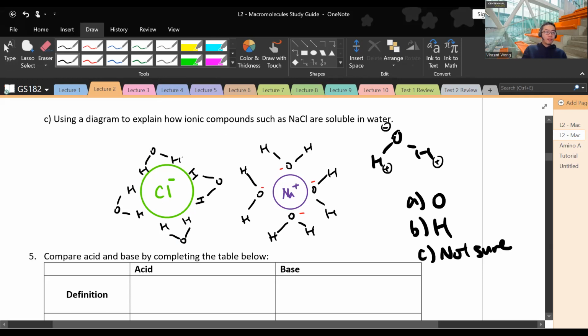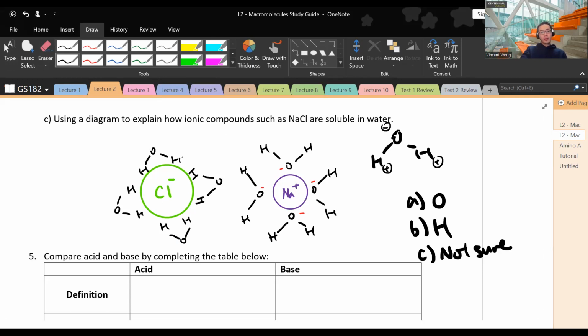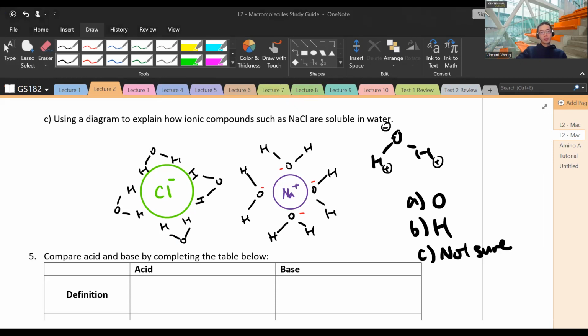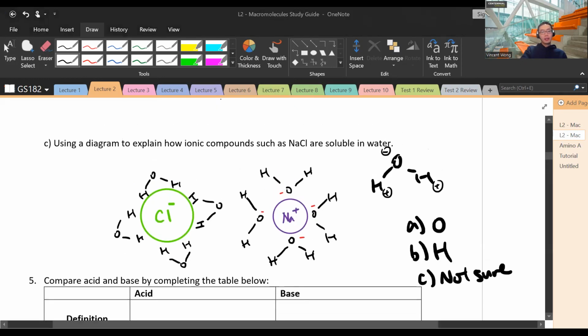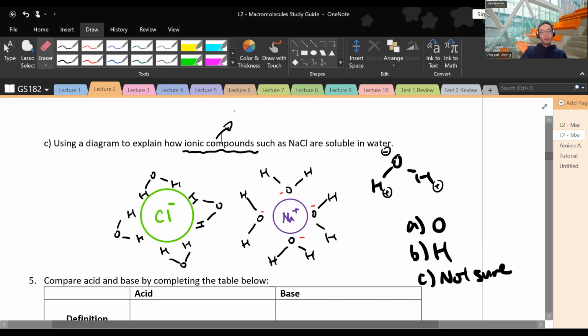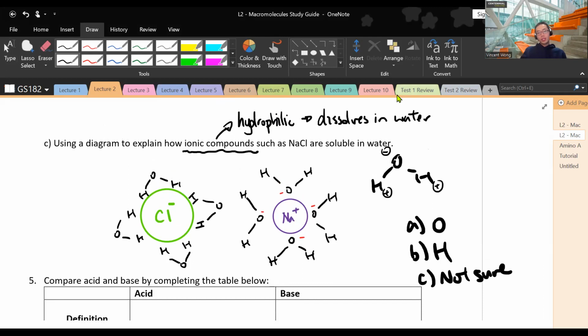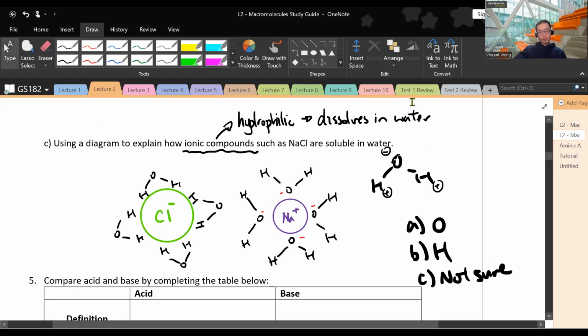Not everything can dissolve in water. What's the term that we use to call things that cannot be dissolved in water, cannot mix with water? Hydrophobic, that is correct. So things like ionic compounds are hydrophilic. They are able to dissolve in water. If they're not able to dissolve in water, as the student mentioned, it would be hydrophobic. All this is in the lecture notes, the PowerPoints.